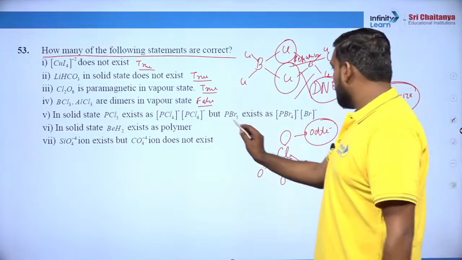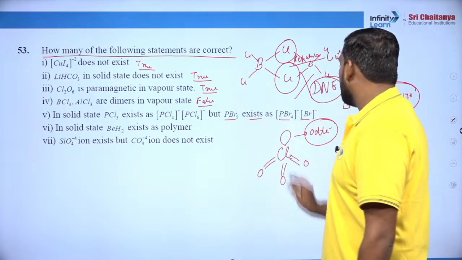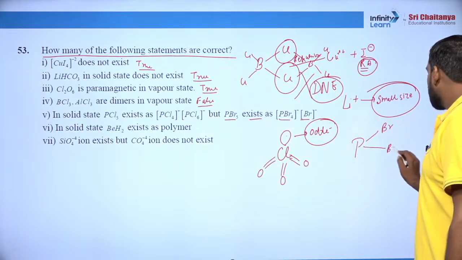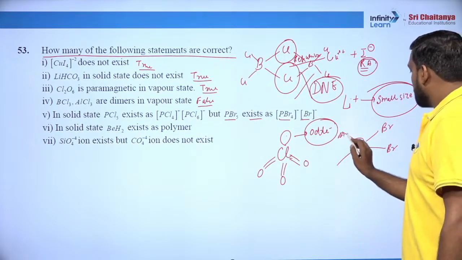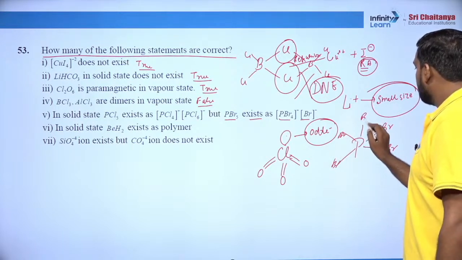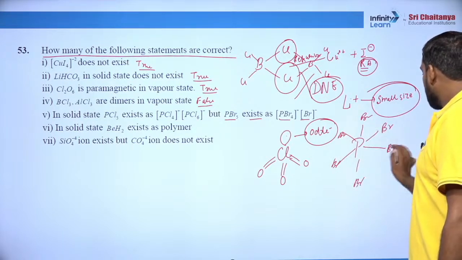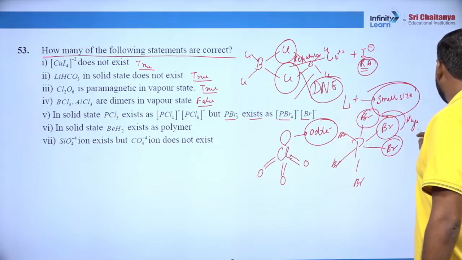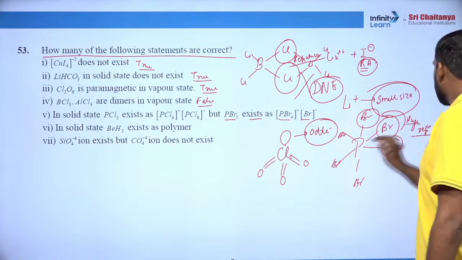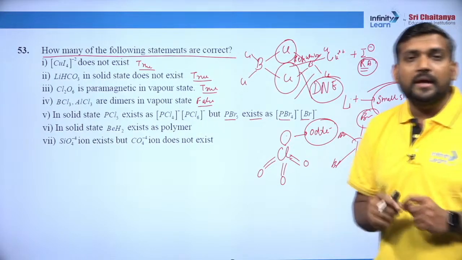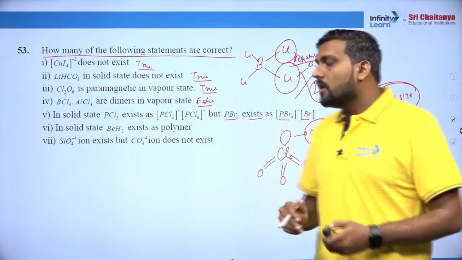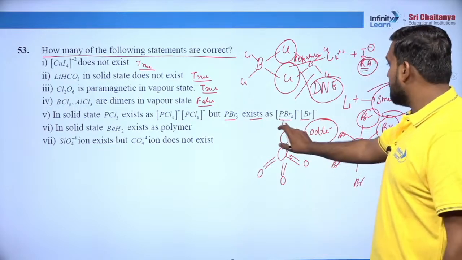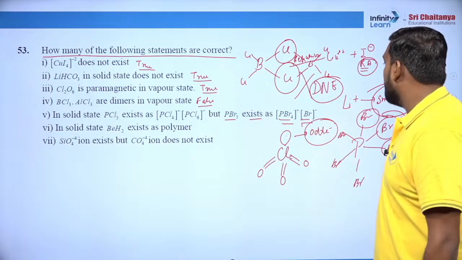Yes, but PBr5 exists as this. Yes, because for a similar reason, remember that PBr6 is not possible because of the large size of the bromine. So what happened is that in this species, the bromines have huge repulsion, and due to this huge repulsion, the molecule has a tendency to break down. So this does not exist. That's why it exists as PBr4 plus and Br minus.